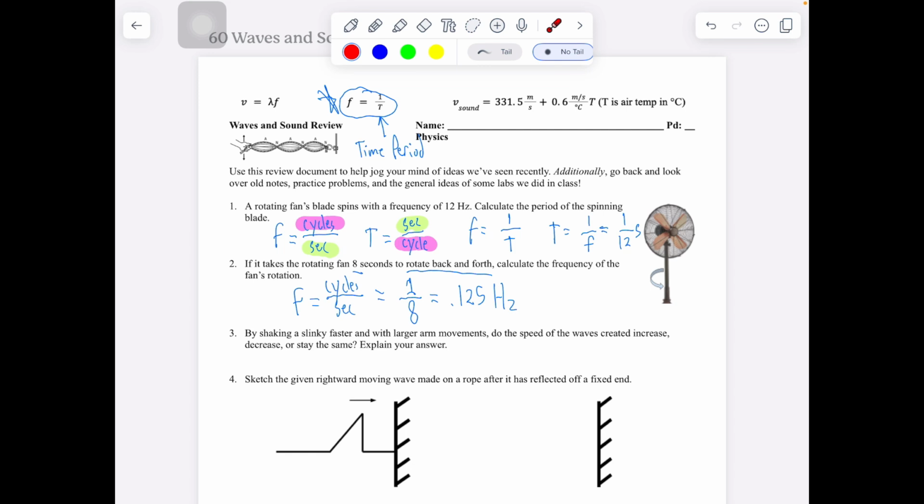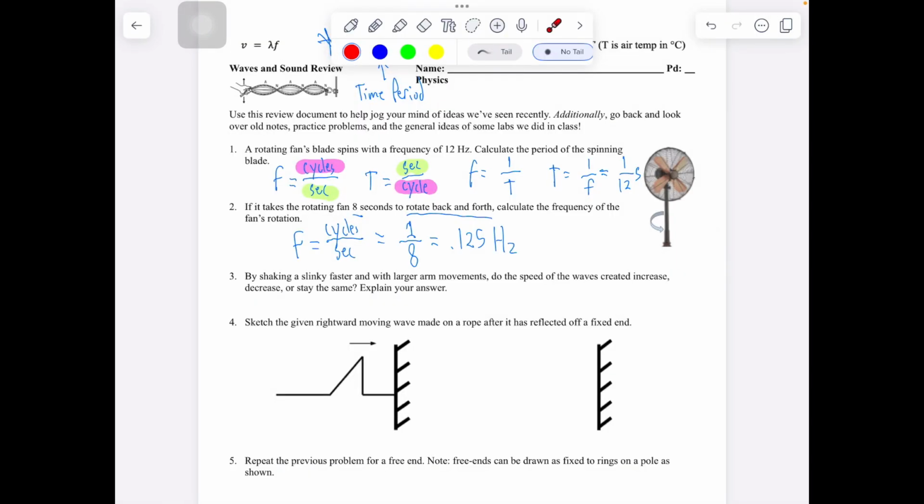Use that to help you remember what is the equation for frequency, what is the equation for time period. Okay. Then, number 3, by shaking a slinky faster and with larger arm movements, do the speed of the waves created increase, decrease, or stay the same? Explain your answer. Well, if you remember us going through this in class out in the hallway, shaking a slinky, no matter how fast we moved the slinky back and forth, no matter how dramatic and large we made our arm movements, the speed of the waves stayed the same.